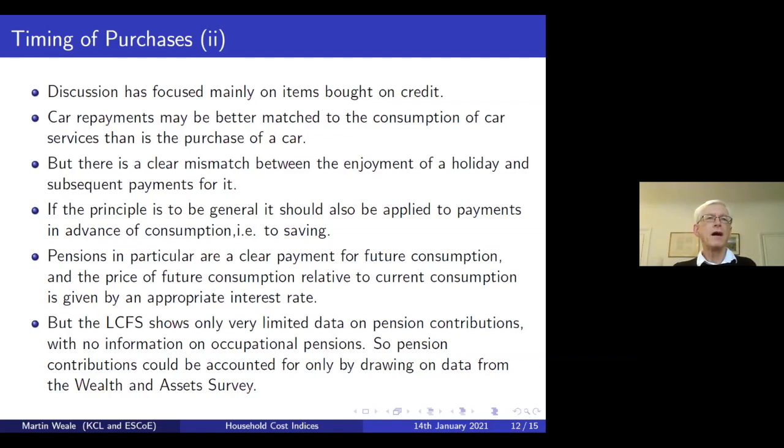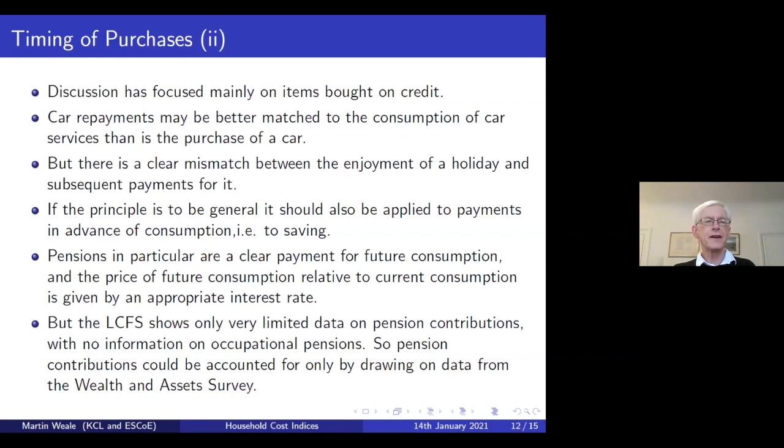Pensions in particular are a clear payment for future consumption, and we can identify a price of future consumption relative to current consumption by means of an appropriate interest rate. So would we want to try and include those in a price index or in a cost index of this type? Well, you can say that people clearly see pension payments as a cost that has to be met, and if pension contributions rise because interest rates have gone down, then that is something that has to be met. It leaves less room for other consumption. So there's quite a strong case to say that you should try and address pensions in this way, but there are a number of reasons perhaps why you wouldn't want to.